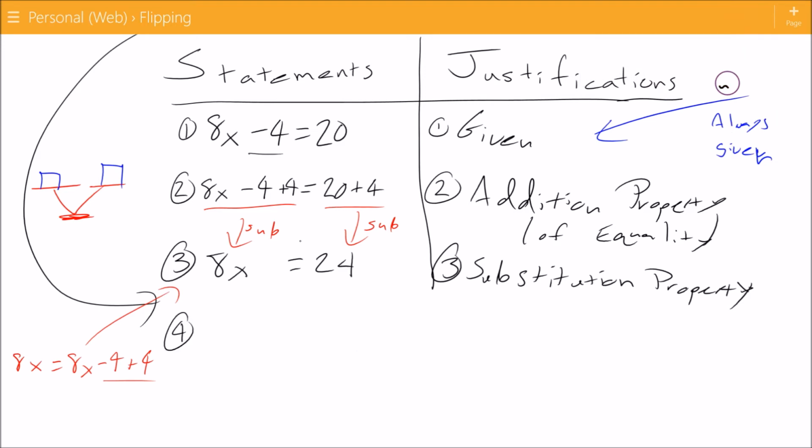And we move on. Number 4. I want to isolate the variable. I've got 8x. I divide on both sides by 8.